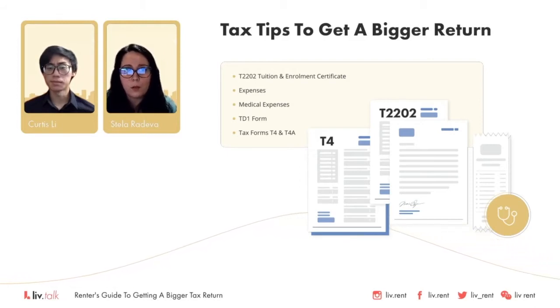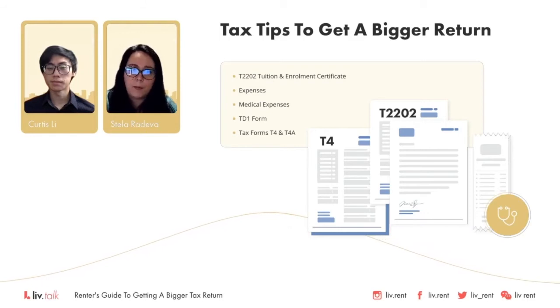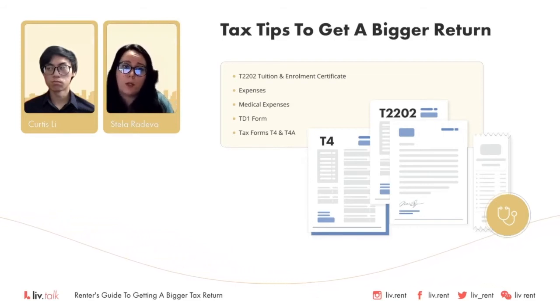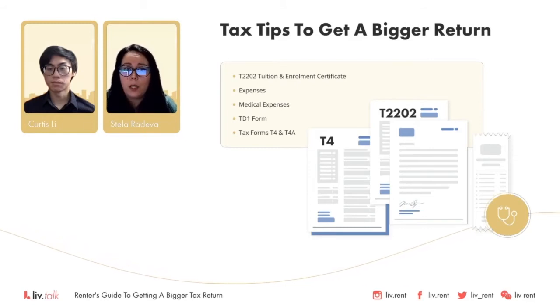Yep, so the T2202 form is an official income tax receipt issued by a qualifying educational institution to students for tuition, education, and textbook tax credits. You need to have paid more than $100 in fees to qualify for this tax credit and form. And usually you can get the form downloaded from your college portal, or you can also get in touch with the administration of your educational institution and ask for that form.